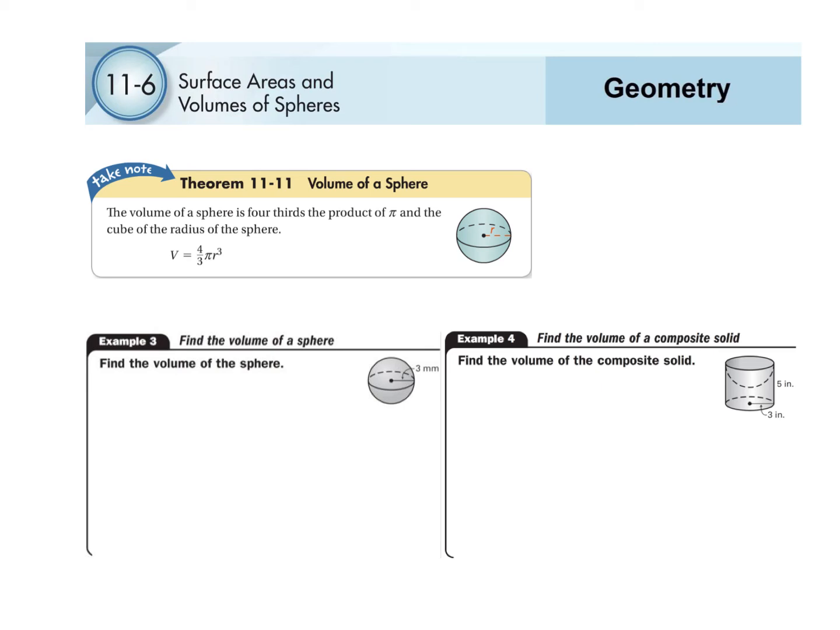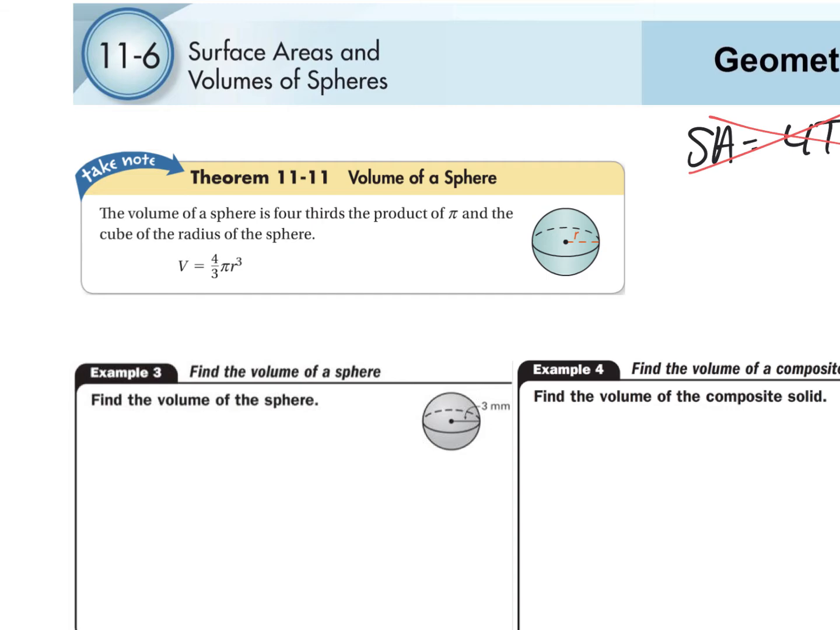All right, so let's continue with our volume unit, and this is all about volume of spheres. So we've talked about spheres before, and we did surface area. The surface area formula that we did was 4 pi r squared. We are no longer doing surface area, so you want to not look at that formula on your cheat sheet because we are now doing volume. So it's a different formula.